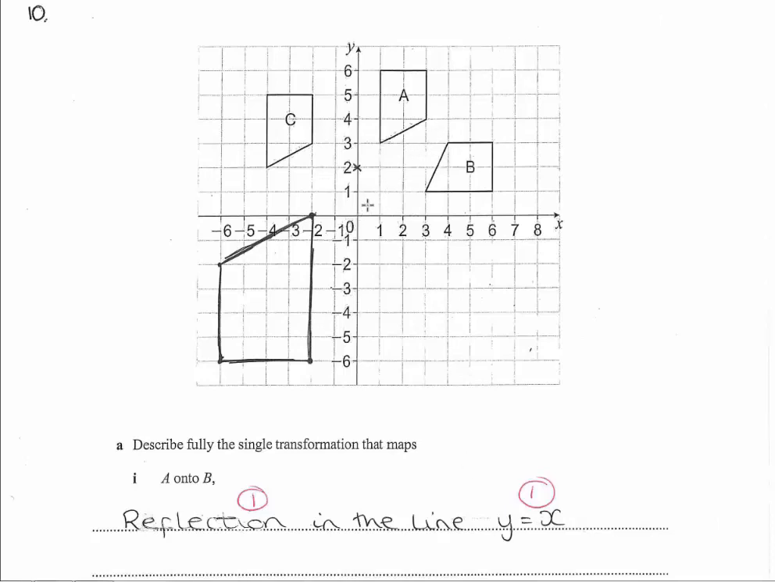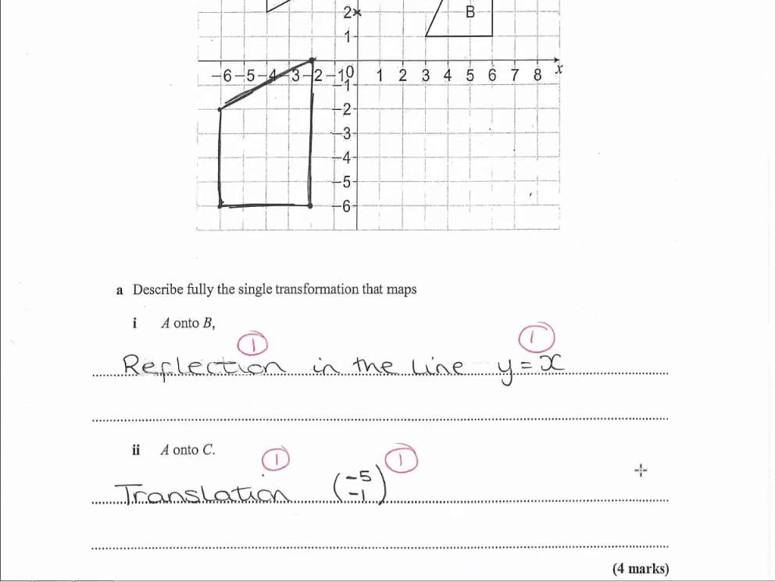Okay, and it goes through the points (1, 1), (2, 2), (3, 3), (4, 4), (5, 5), (6, 6). All the places where the y number and the x number are the same. So that's the equation of the line, y equals x. So a reflection in the line y equals x.